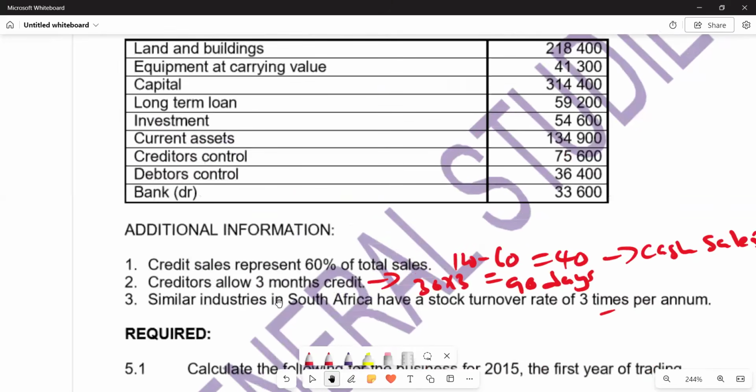For average debtors, we are not going to find the average because we are only given one figure for debtors control, which is for the current period, 36,400. If you had another balance for the previous period, we would add the two figures and divide by 2 to get the average. But in this case, we just take 36,400 as our average debtors. Then for credit sales, we are given a hint: 60% of total sales are for credit. So we take 60% of the total sales figure to get credit sales.